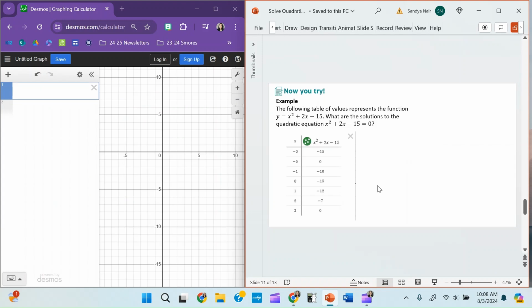So based on what we just talked about, I'd like for you to think about the answer to the following question. The following table of values represents the function y equals x squared plus 2x minus 15. What are the solutions to the quadratic equation x squared plus 2x minus 15 equals 0?